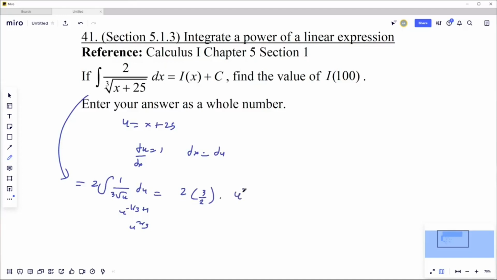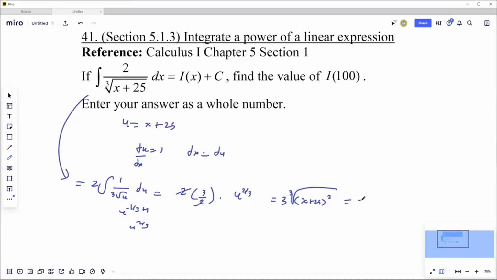And here you get u to the 2 over 3. So this cancels. You get 3 times u, which is originally what? x plus 25. 2 over 3 is nothing but squaring and then cubic root of. Square can be outside or inside, doesn't matter. So the 2 up is for squaring, and the 3 is for the cubic root. If you have to the power 3, it's the cubic root, to the power 4, the fourth root, and so on and so forth, basically.